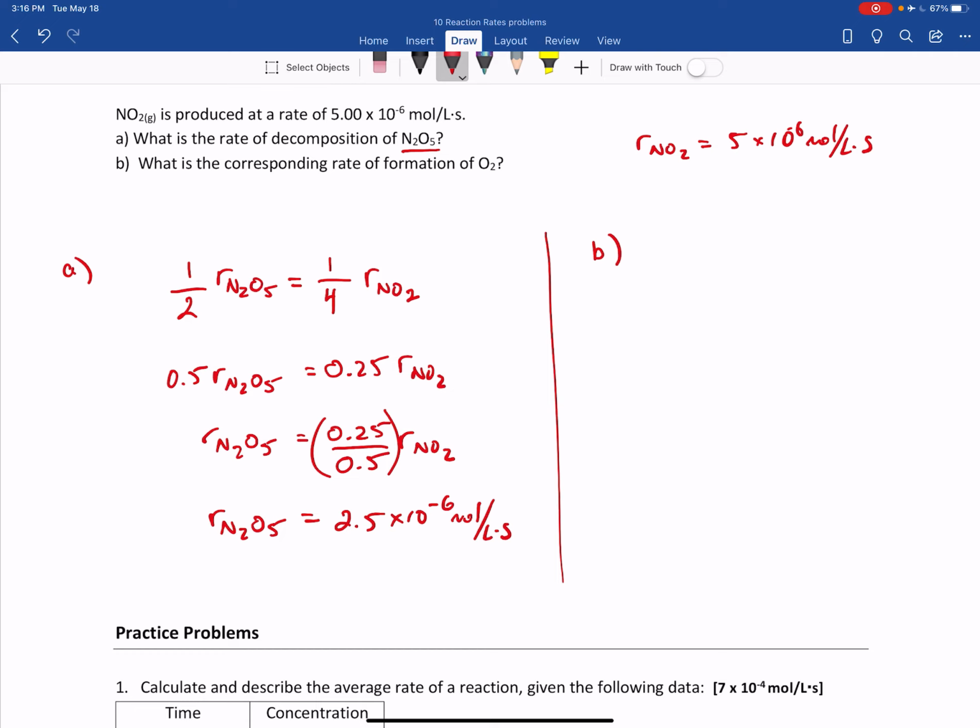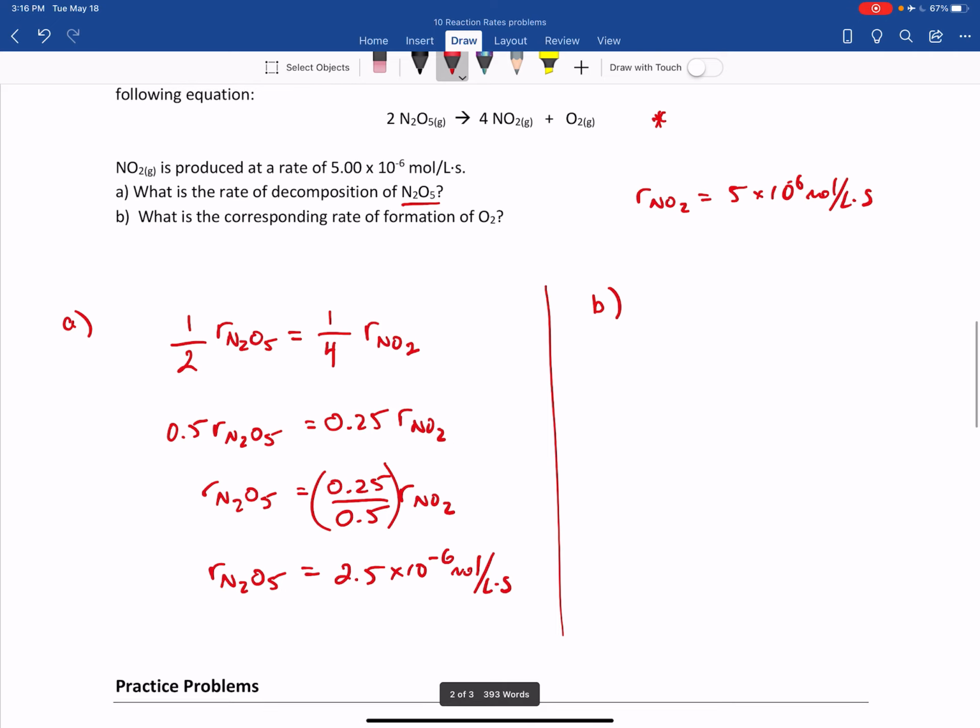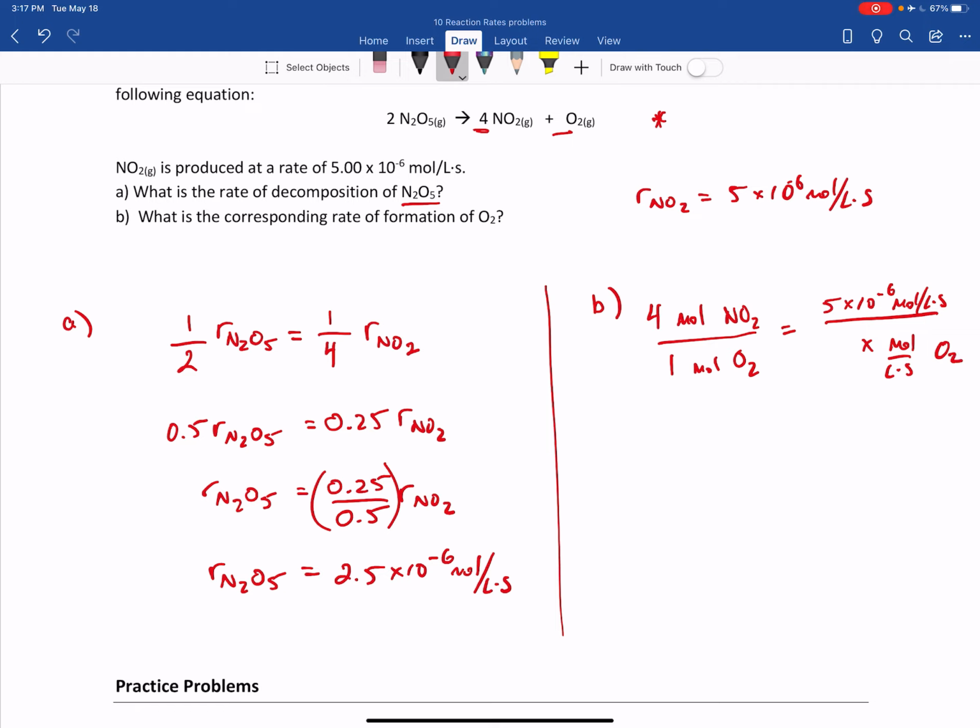For B, I'm going to show you a different way for this. For oxygen, it's a 4-to-1 ratio here. If we use a mole ratio instead, and a mole ratio is 2 equivalent fractions, where the first one, 4 moles of NO2 over 1 mole of O2, comes from your coefficient. The second fraction would be your rates. So it'd be 5 times 10 to the negative 6 moles per liter per second for NO2 over X moles per liter per second of oxygen.